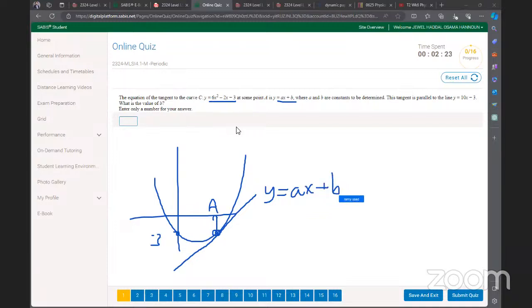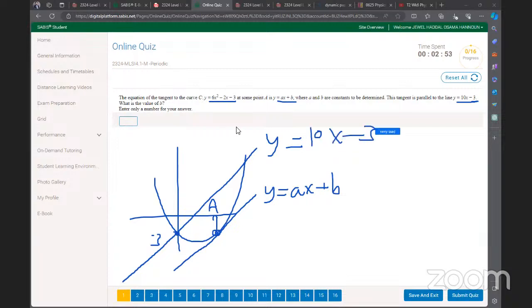This tangent is parallel to another line. This line has an equation of y equals 10x minus 3. Okay, so we know the parallel lines, look, I will draw this line and make it pass through the y-intercept of -3. y equals 10x minus 3.